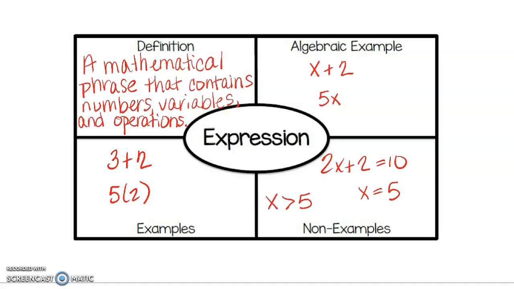An algebraic example of expressions would be x plus 2 and 5x, which means 5 times x. There's no equal sign, and that's what makes it an expression. Regular examples right here would be 3 plus 2 or 5 times 2. Again, no equal sign.